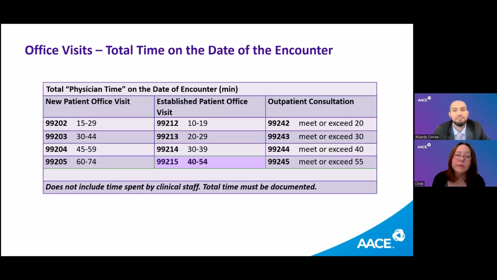Well, we'll look at the times on this slide. They represent the time requirements for each of the different office visits, new patient, established patient, and the outpatient consultations. And with our 40 minutes documented total time by the physician in our case, that would support 99215. And again, this is supported in the documentation that 40 minutes were spent.